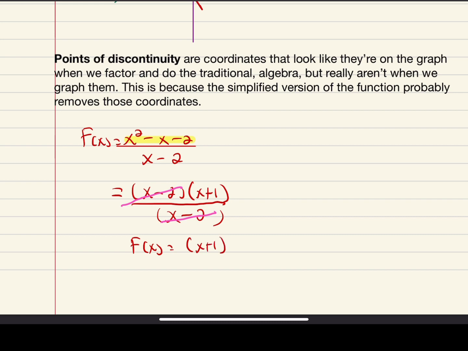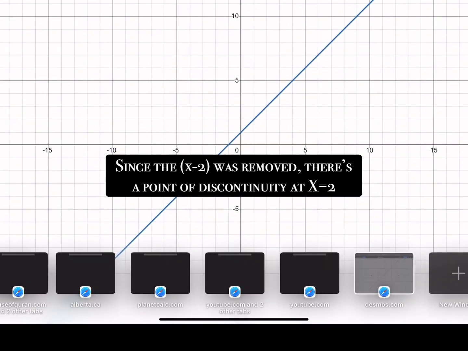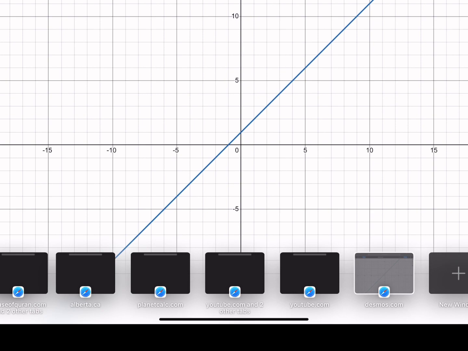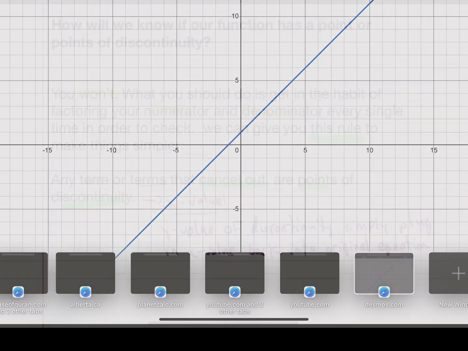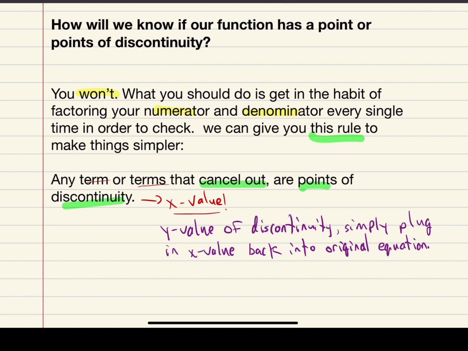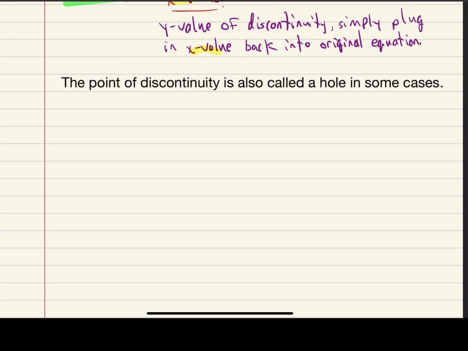So this really isn't a rational function after all. It's a linear function, and so there's a point of discontinuity at x equals 2. Removing that x minus 2 brought the function down a whole other degree. Now for the y value of this discontinuity, just plug the x value back into the original equation, and your output will be the y value of the point of discontinuity. The point of discontinuity is also called a hole in some cases, so if we ask you for a hole or a point of discontinuity, we're really asking for the same thing.